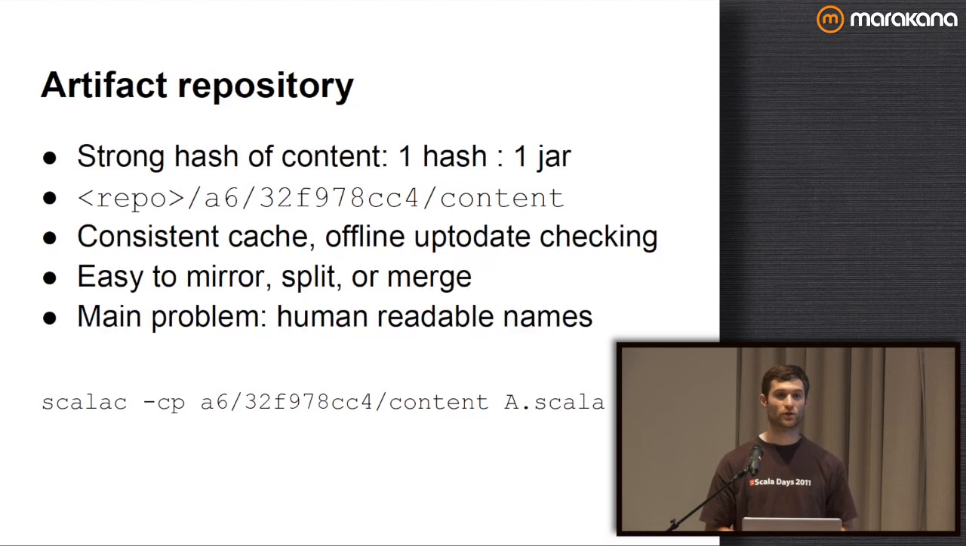It's easy to mirror, split, or merge. There's nothing fancy to it. If I mirror something, I don't ever have to contact what I'm mirroring to know whether I'm still up to date, because nothing's going to change, right? This hash is always going to correspond to this content. Now they can delete it on that remote repository, but it doesn't matter. It's still valid. The main problem is coming up with a human readable name. I don't really want to see hashes on my class path. It's not going to tell me anything at all. So I think there's ways to get around this, but that's just really the main drawback, I would say.